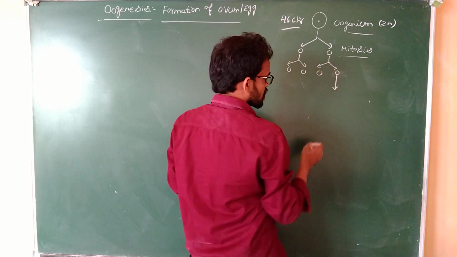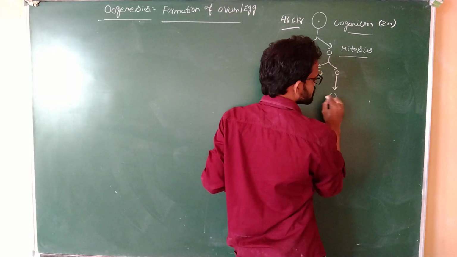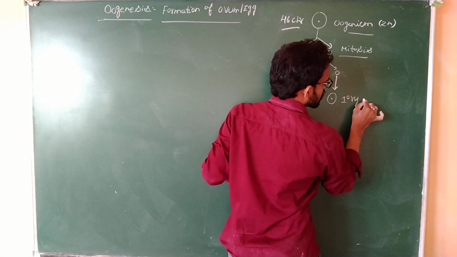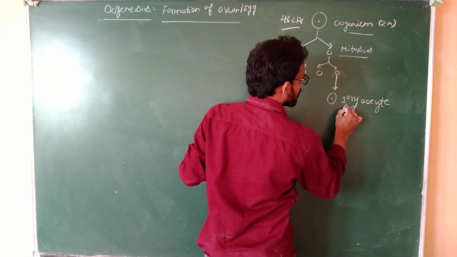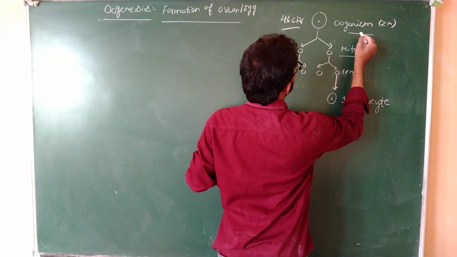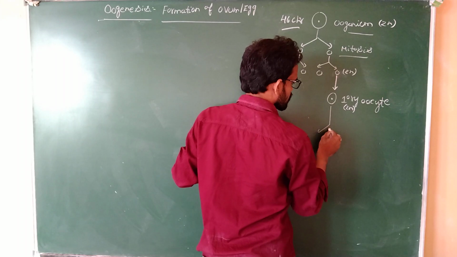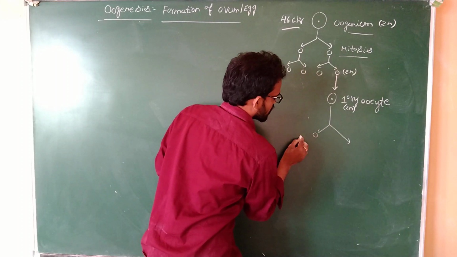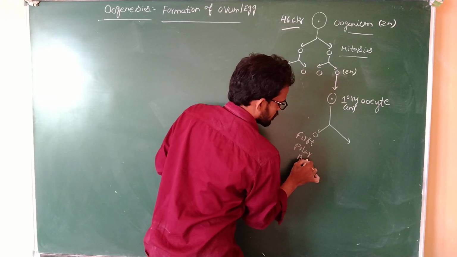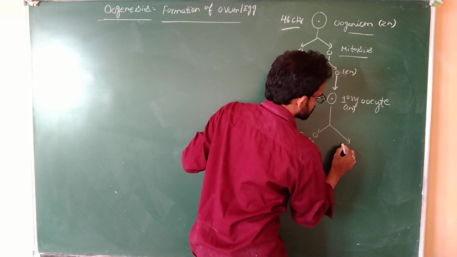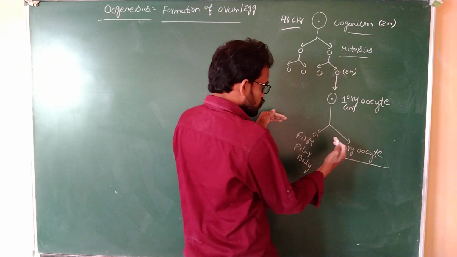Again, this cell size increases. It is nothing but the primary oocyte. This primary oocyte is also diploid, the indication of the diploid condition. Then comes the first polar body, and this indicates the secondary oocyte, from two unequal divisions.